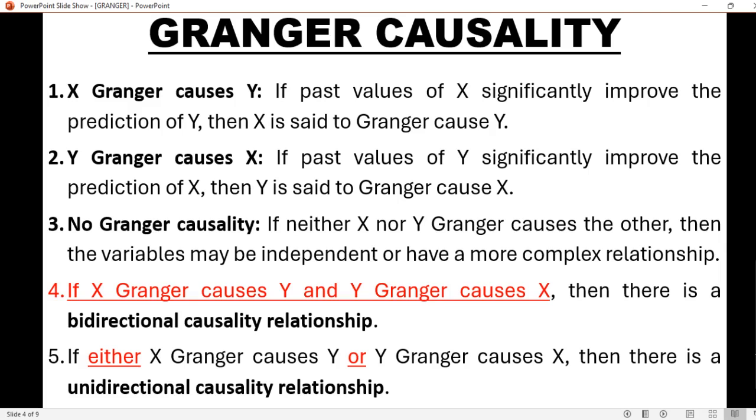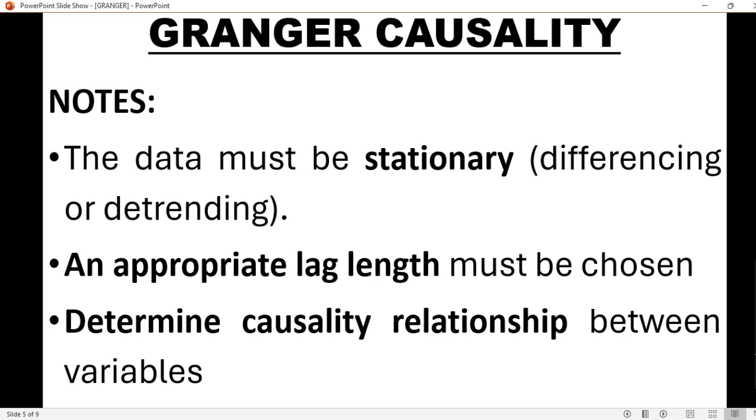There are cases when there is no Granger causality. What is that? If neither x nor y Granger causes the other, then the variables may be independent or have a more complex relationship. And then what if both of them Granger cause each other? If x Granger causes y and y Granger causes x, then there is a bidirectional causality relationship. And the fifth one is if either x Granger causes y or y Granger causes x, then there is a unidirectional causality relationship.